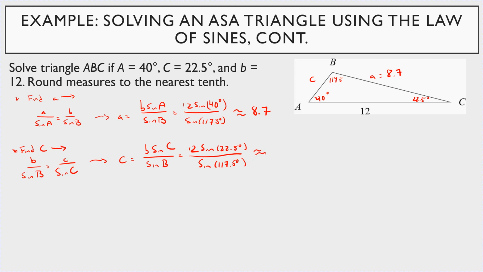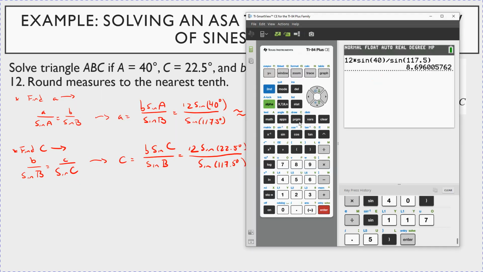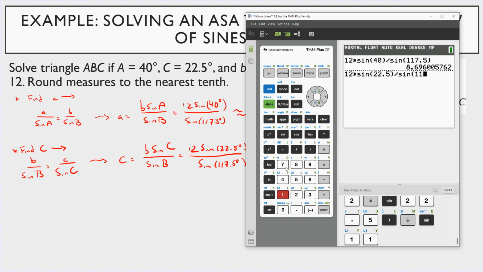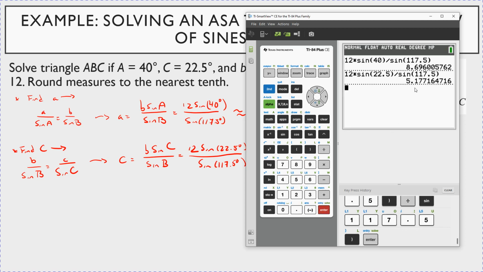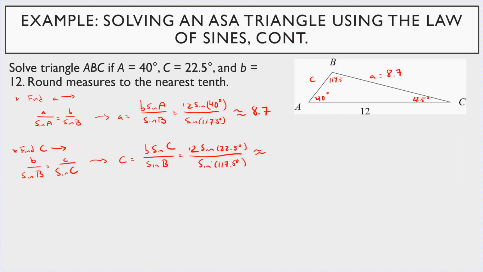So let's grab our trusty calculator here. So 12 times sine of 22.5 divided by sine of 117.5. All right, you can see here roughly when I round it to the nearest tenth, I get 5.2. So we got it. We got them all.